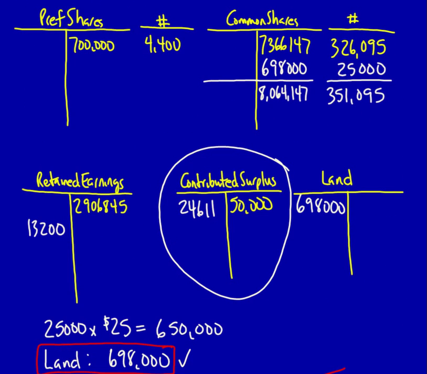Going to reduce the contributed surplus by the $24,611. Reduce common shares by the amount of the book value. In addition, I have to reduce the number of shares by the amount that we've actually repurchased. Finally, retained earnings is going to be decreased. Cash would be decreased. I don't have a cash T account, so I can't do that part of the entry. Let's move on to the next part of the entry.